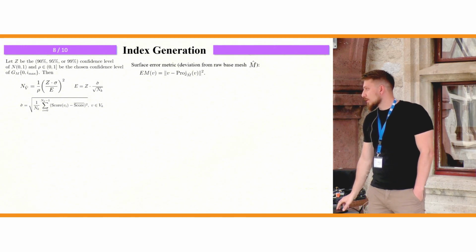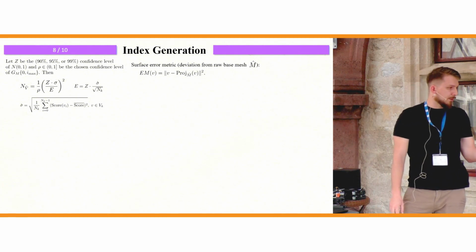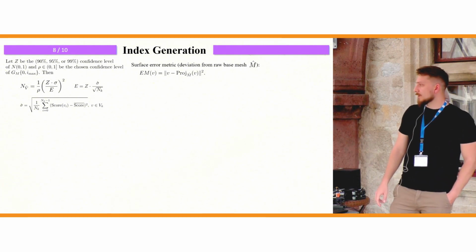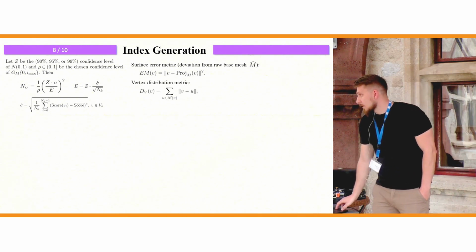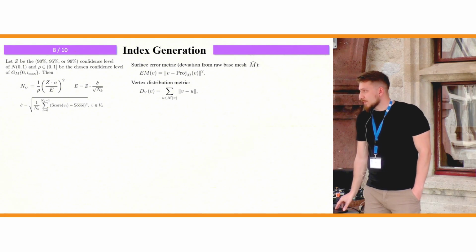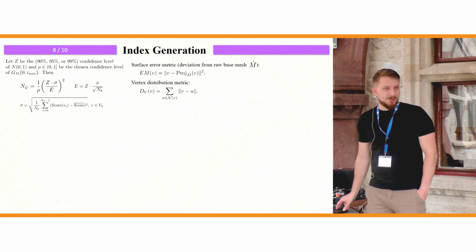Now for this we use an error metric that stems from most of the simplification algorithms, which is just the distance or the deviation from the base mesh, and the vertex distribution metric, which calculates the distances or the edge sizes.